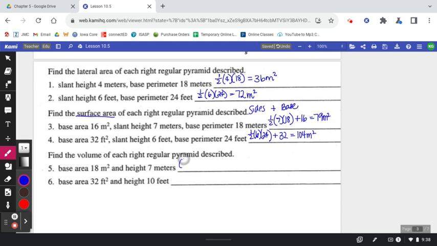So I'm going to start with 1/3. The base area, which they give me, is 18, times my straight height, which is 7. I got 42, and since we're talking volume, it's going to be meters cubed. On number 6, I'm doing 1/3 of my base area times my height. And I got 106.7 feet cubed.